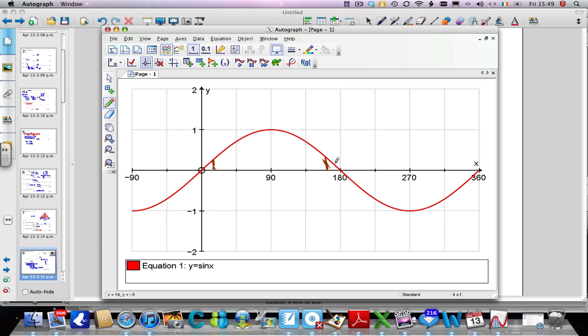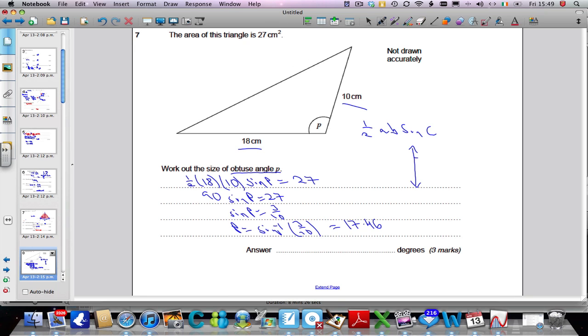So if I take 17.45 away from 180, we'll get our solution. So I'm going to do 180 take away 17.46. 180 take away 17.46 gives us 162.54, so 162.54 degrees.